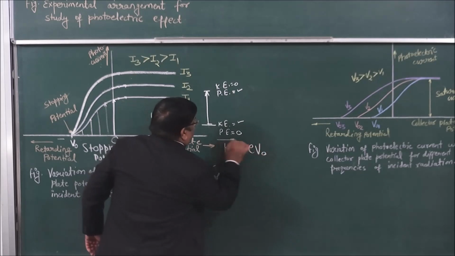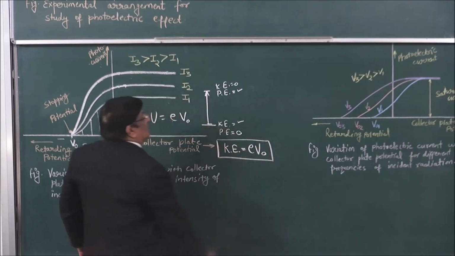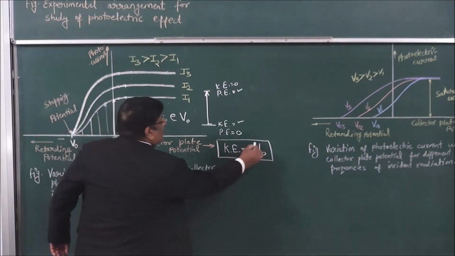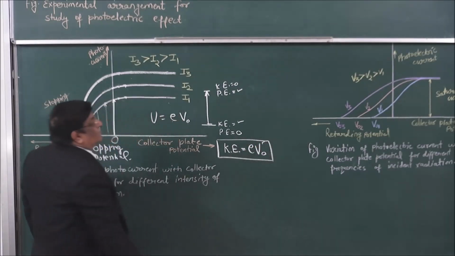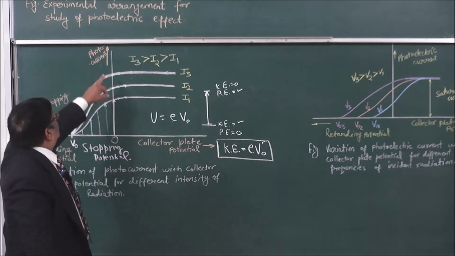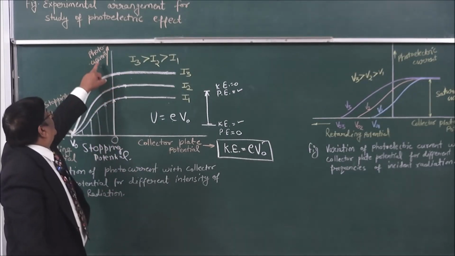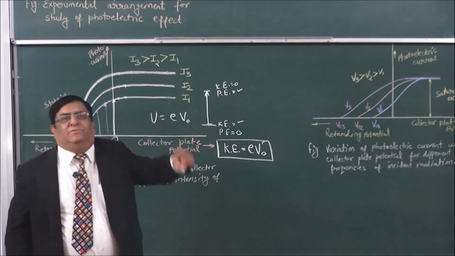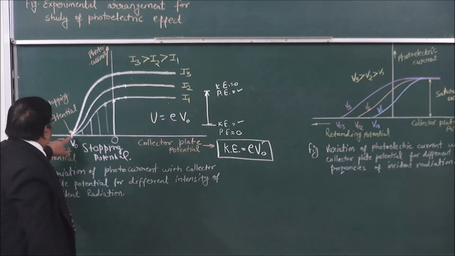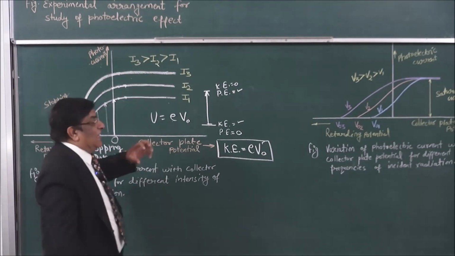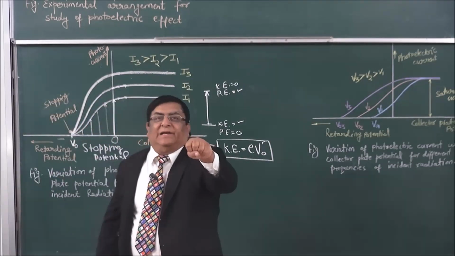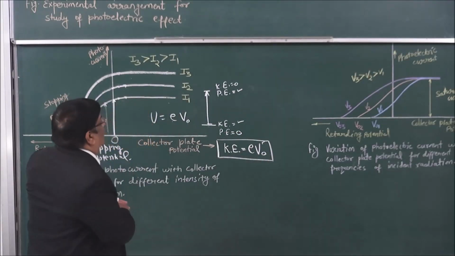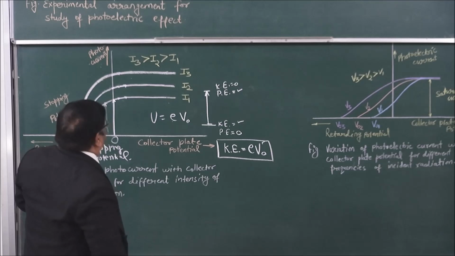eV0. This is the measurement of the kinetic energy of the electron, V0. Okay, so remember, intensity gives the current. Current means the number of electrons which are coming out. But V0 gives us the kinetic energy of an electron when it goes out. Okay, now we go to the third part.